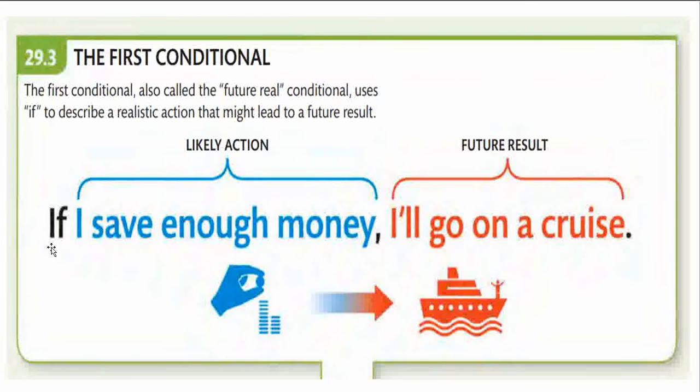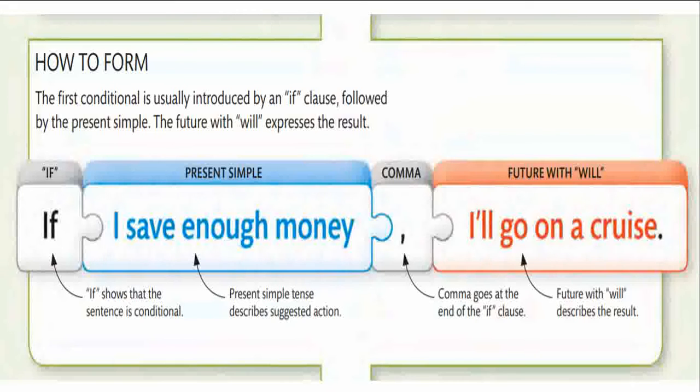Let us see the example. If I save enough money, I'll go on a cruise. Now, it is a likely situation that you can save some money. It is likely that if you put something aside, then you can change the future. What is the future? I'll go on a cruise. So the result is a possibility based on your current action. That is why it is known as future real. That means you can alter or make the future real. Let us see certain constructions based on this.